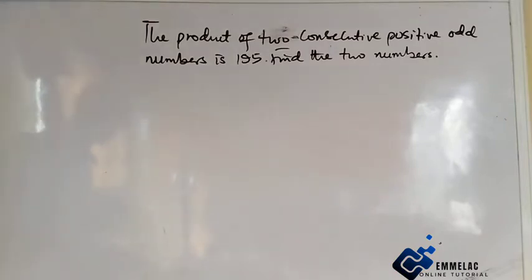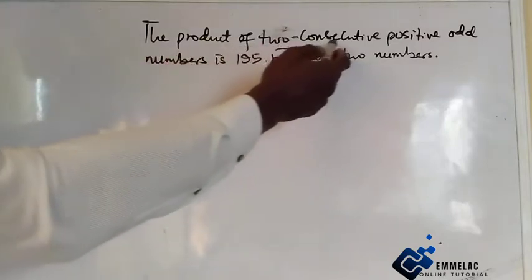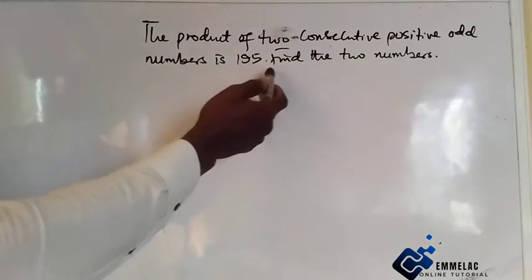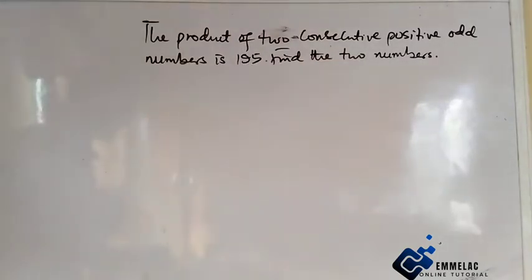Before us is a question that will lead to a quadratic equation, and it says the product of two consecutive positive odd numbers is 195. Find the two numbers.